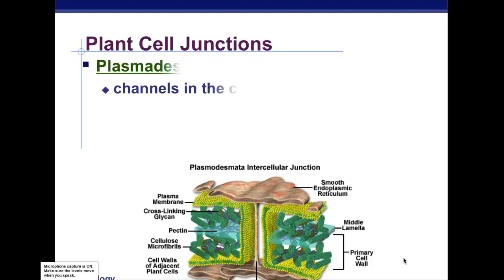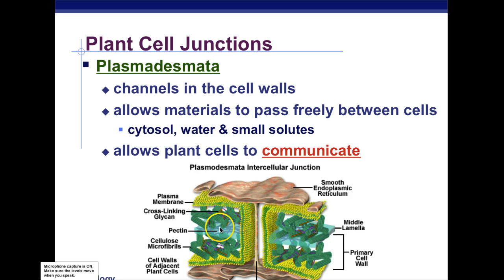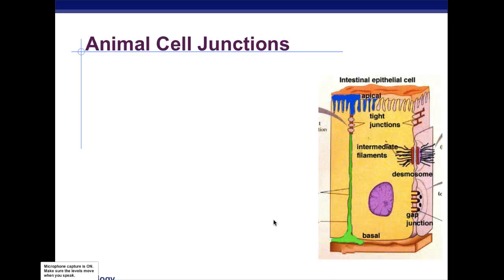So plant cell junctions, again, are called plasmodesmata, and these are little channels or little holes in the cell wall of the plant. It allows for cytoplasm to be exchanged between the plant cells, as well as ions and other substances that are dissolved in the cytoplasm. And really what this allows the plant cells to do is communicate through the exchange of these ions and materials in the cytoplasm.